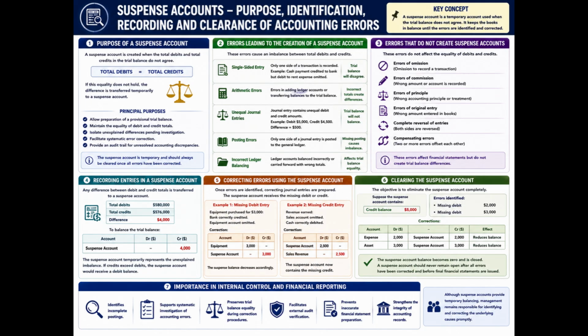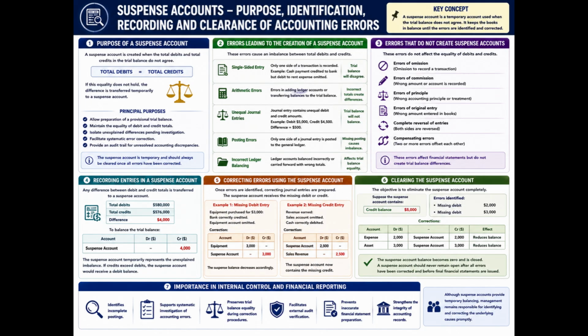6. Clearing the suspense account. The objective of error correction is to eliminate the suspense account completely. Suppose the suspense account contains a credit balance of $5,000. Errors identified. Missing debit $2,000, missing debit $3,000. Corrections. Dr. Expense $2,000. Cr. Suspense $2,000. Dr. Asset $3,000. Cr. Suspense $3,000. The suspense account balance becomes zero and is closed. A suspense account should never remain open after all errors have been corrected and before final financial statements are issued.